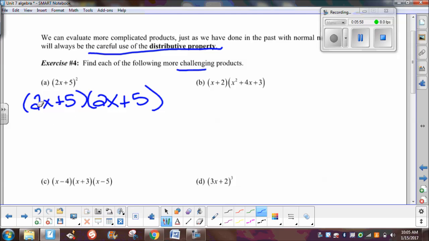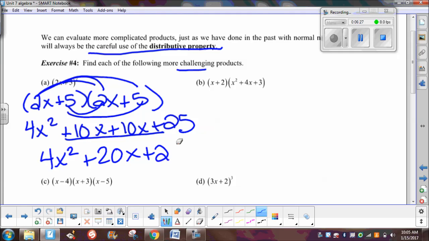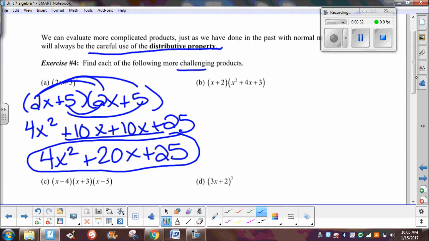So now I can start that distributive property and double distribute. I'm going to start with my 2x, and that's going to be 4x squared, plus 10x. Now I've got to distribute the 5. So plus 10x plus 25. Combining like terms here, I end up with 4x squared plus 20x plus 25. There's my final answer in simplest form.